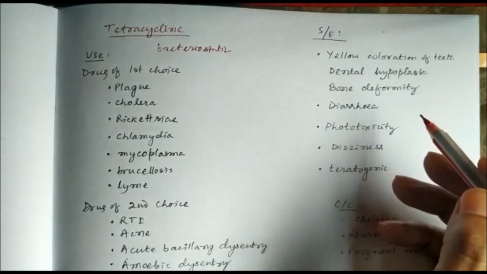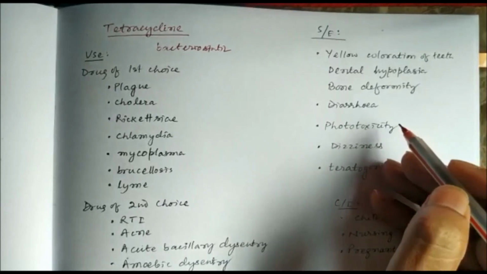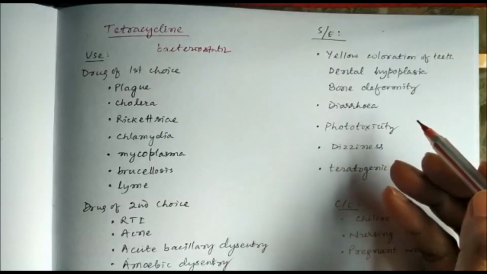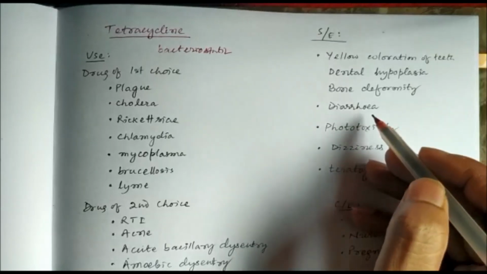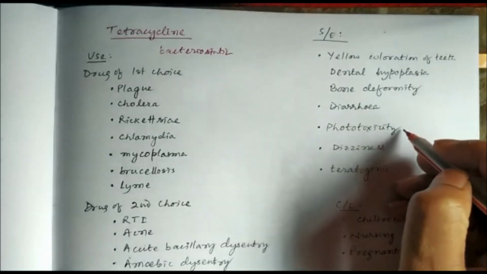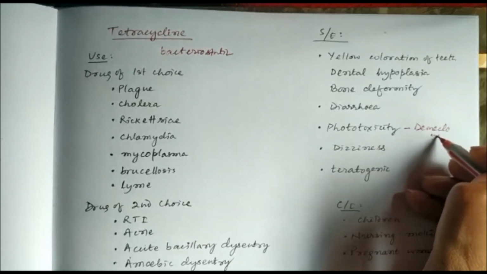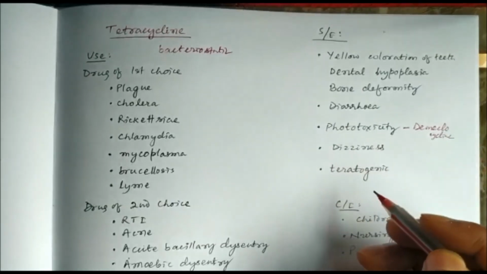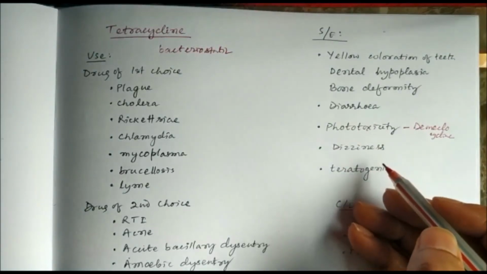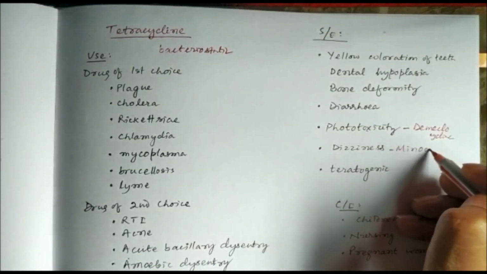Then tetracycline, since it is a broad spectrum antibiotic, can eradicate the useful bacteria in the GIT. The bacterial flora will be destroyed, which will lead to diarrhea. Then it can produce phototoxicity, and mostly demeclocycline produces phototoxicity. Then there can be dose-related dizziness due to vestibular disturbances, and mostly this is shown by minocycline.